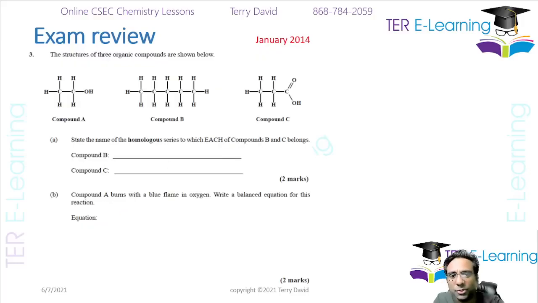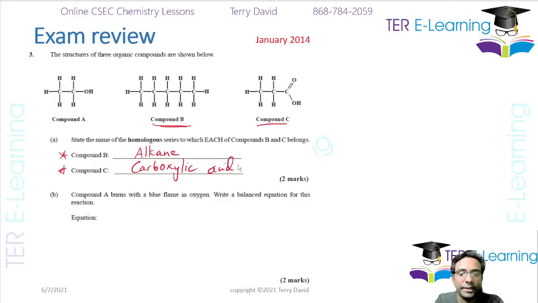All right, so we still, this was what? This was June 2014, this is January 2014. So they give us some compounds here, compound A, compound B, compound C. State the name of the homologous series to which of the compounds belong. Right, so compound B, that's this one here, that's an alkene. Right, compound C now is this one here, that's a carboxylic acid. So this here is a carboxylic acid. That's what this is, right? It's a carboxylic acid.